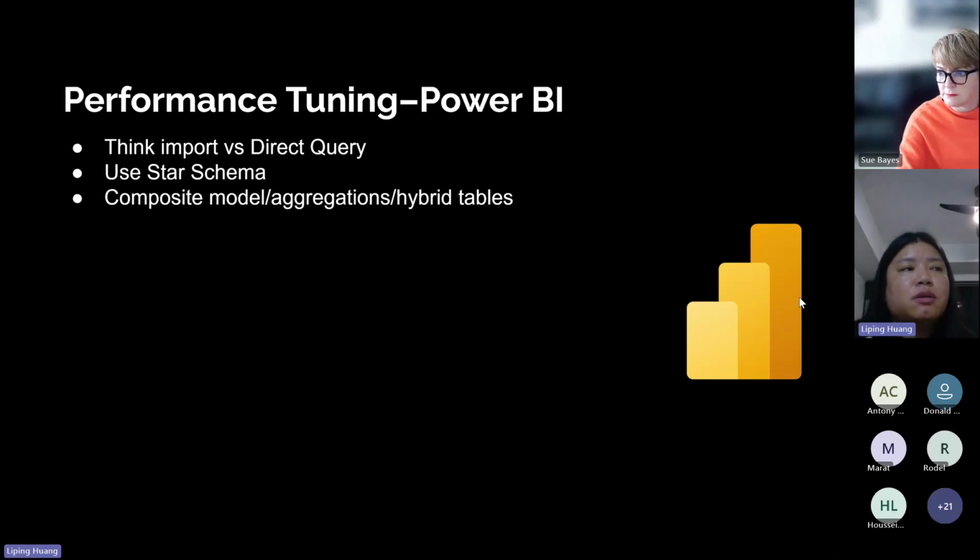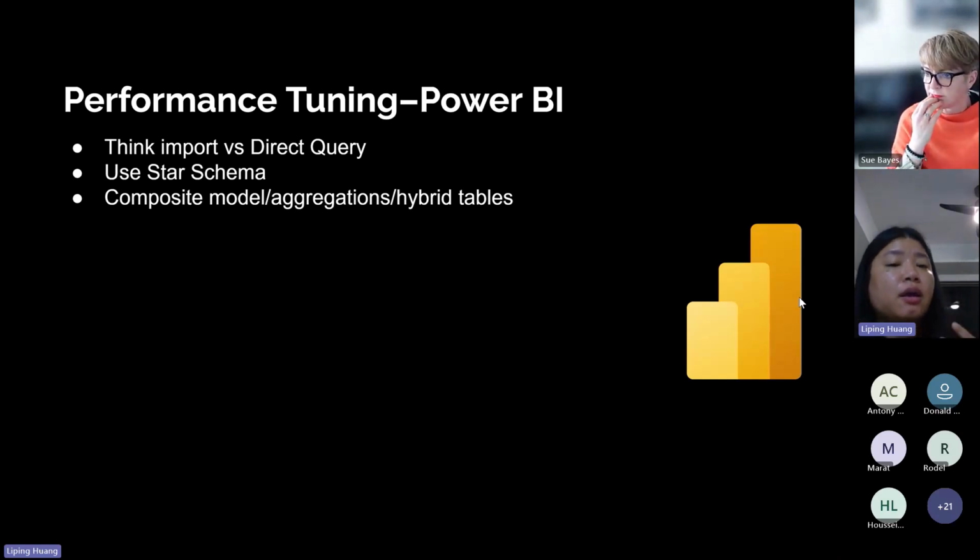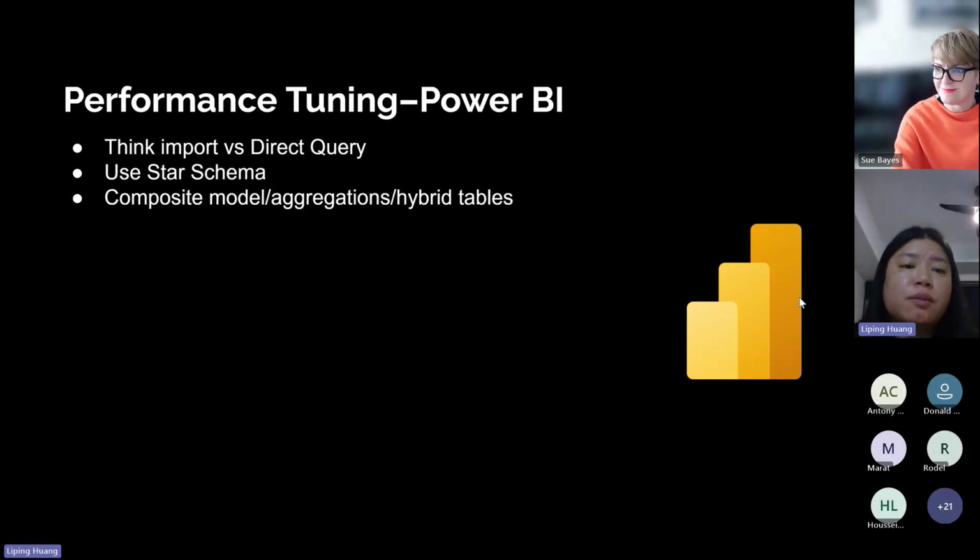And because Databricks doesn't have something like Direct Lake in Fabric, you want to utilize something like composite models, aggregations, and hybrid tables to take advantage of both import and DirectQuery, and use them accordingly to try to boost your semantic model's performance.